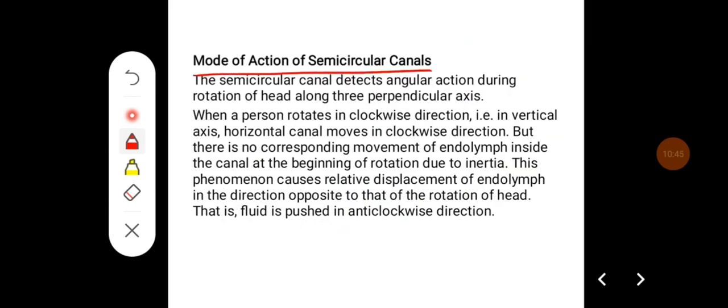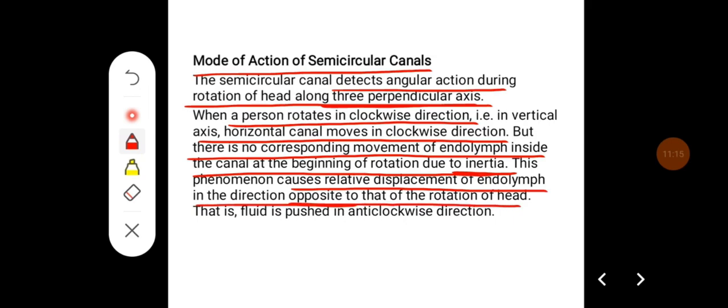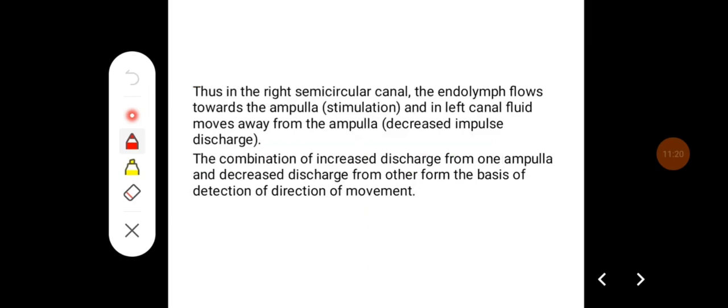Mode of action of semicircular canals. The semicircular canal detects angular acceleration during rotation of the head along the three perpendicular axes. When the person rotates in clockwise direction, that is around the vertical axis, the horizontal canal moves in clockwise direction, but there is no corresponding movement of endolymph inside the canal at the beginning of rotation due to the inertia. This causes a relative displacement of the endolymph in the direction opposite to that of rotation of head. That is, the fluid is pushed in anti-clockwise direction.